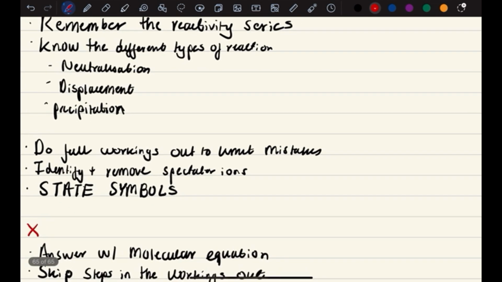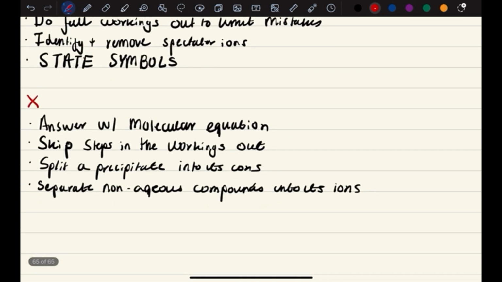Full workings out. Guys, it will limit so many mistakes if you just do the full workings out. It's a bit long, it's annoying, but you don't want to make a mistake in the exam. So I would go through the whole process. Identify and remove the spectator ions as part of that process. And guys, I cannot stress it enough: state symbols are so, so important. It's an easy mark to get by just including state symbols, so just do it.